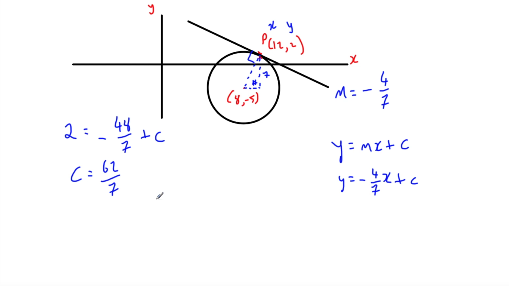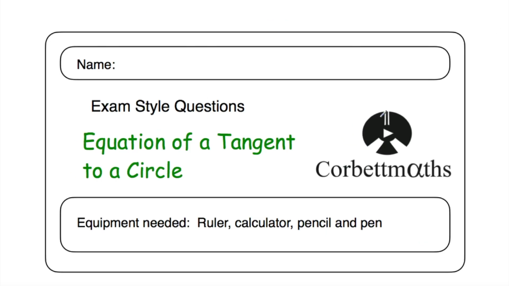So that means we can substitute that into the equation of the tangent to get y is equal to -4/7 x plus 62/7. And that's it, we've found the equation of that tangent.